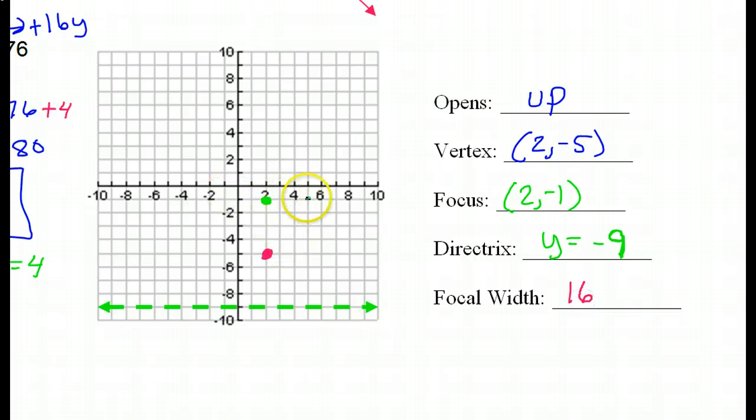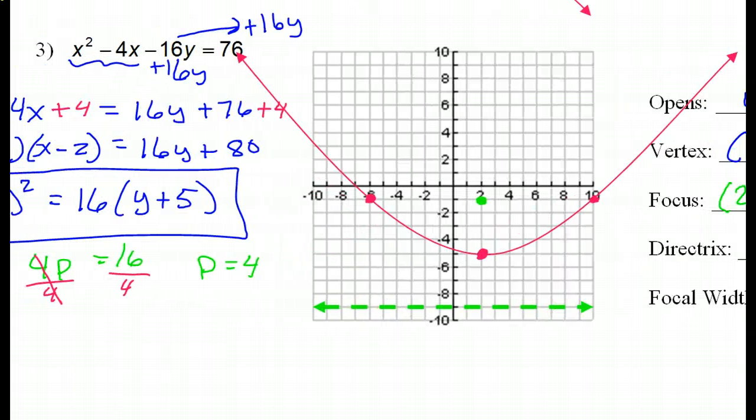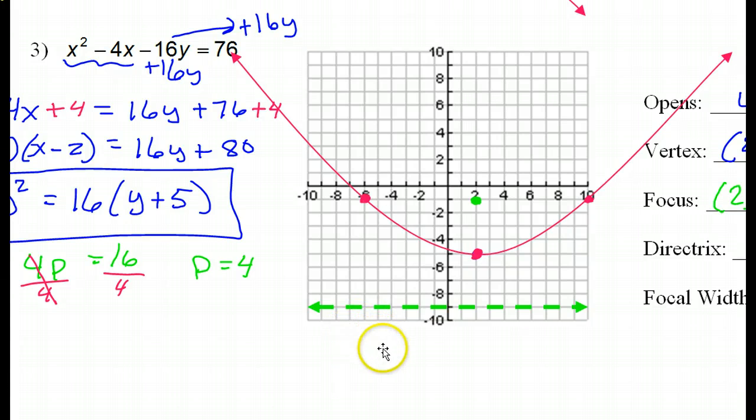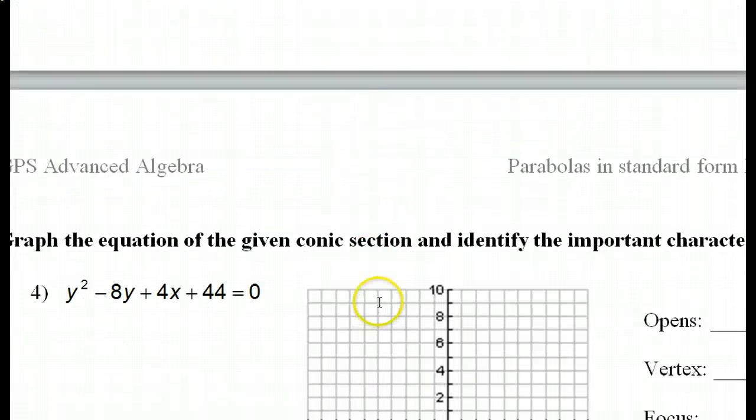That means that at the level of the focus, the width of this parabola should be 16 wide. That means it should be 8 to the right and 8 to the left. If I counted this all the way across, the width of the entire parabola is 16. Now I can use these 3 points to graph my parabola. Kabam! Alright, so that was number 3. Number 4.